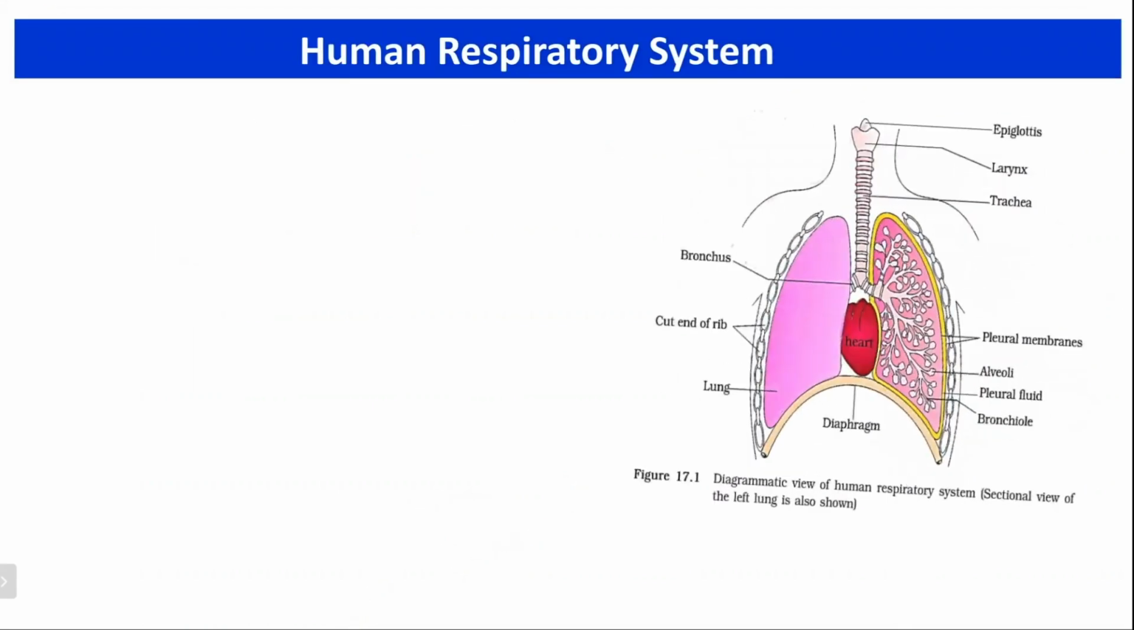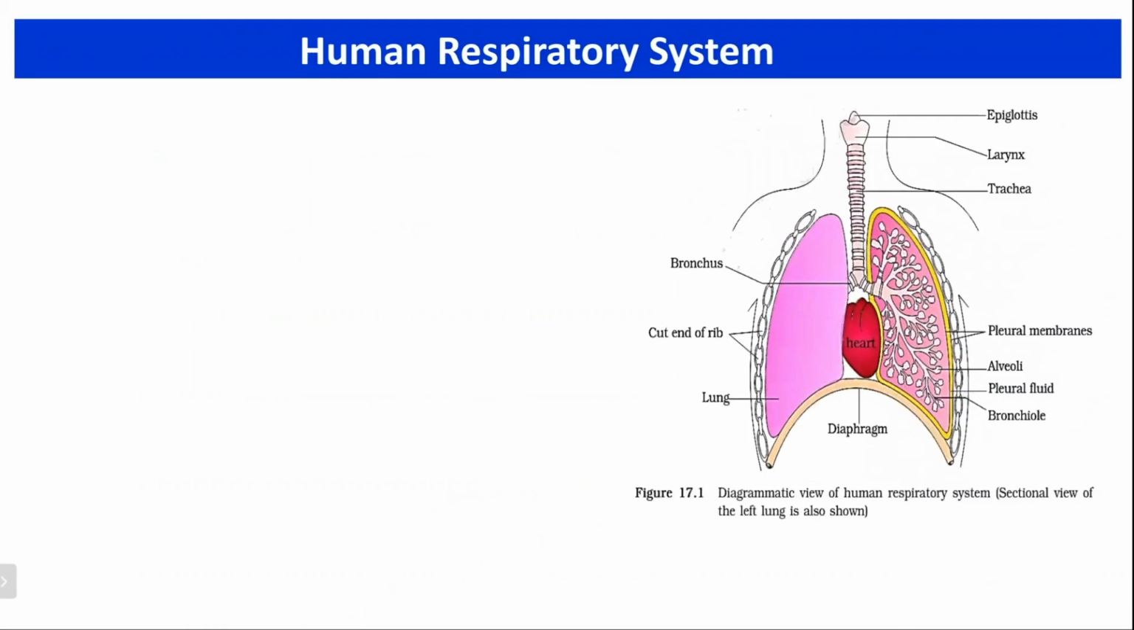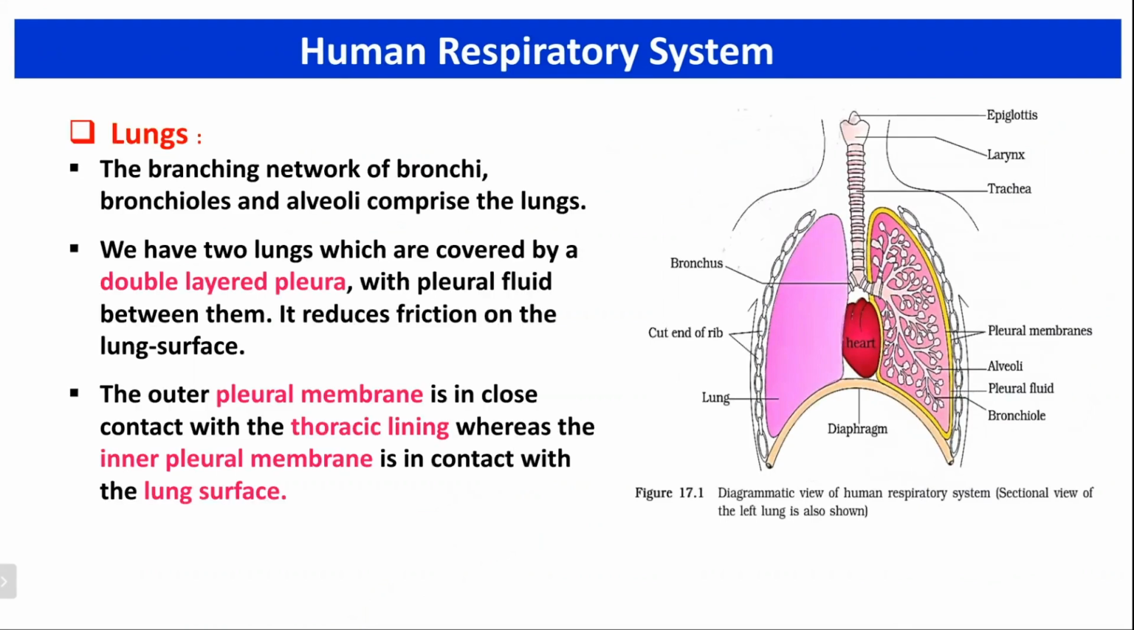Now let us try to understand. You can clearly see on your screen, right? So this is the human respiratory system, and in this system I have shown what? Lungs. Lungs are magnified here, right? So you can see two lungs. We have two lungs in the thoracic cavity. Rest of the things, larynx, trachea, epiglottis, everything we have finished, dear students. Now you need to understand what?